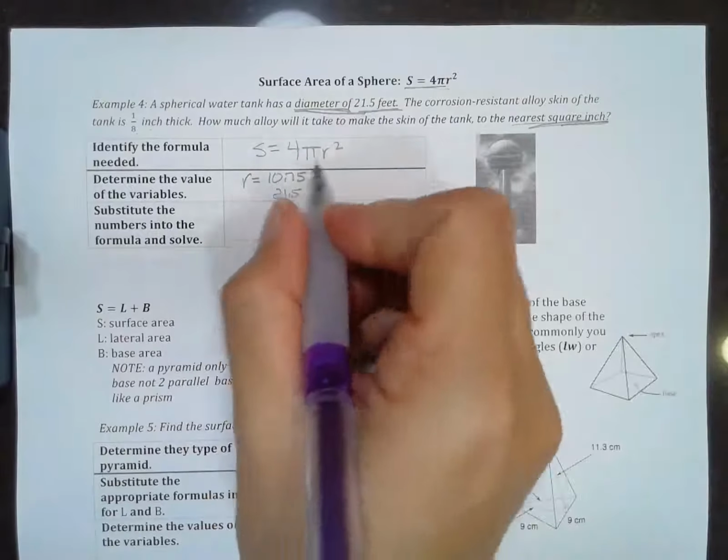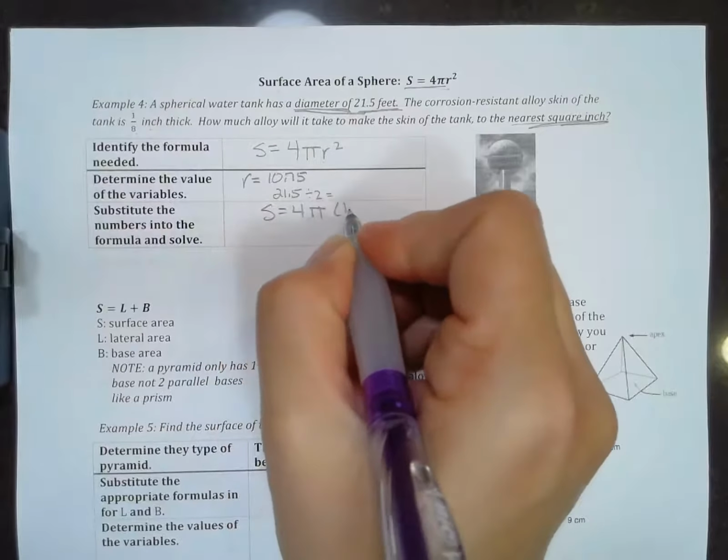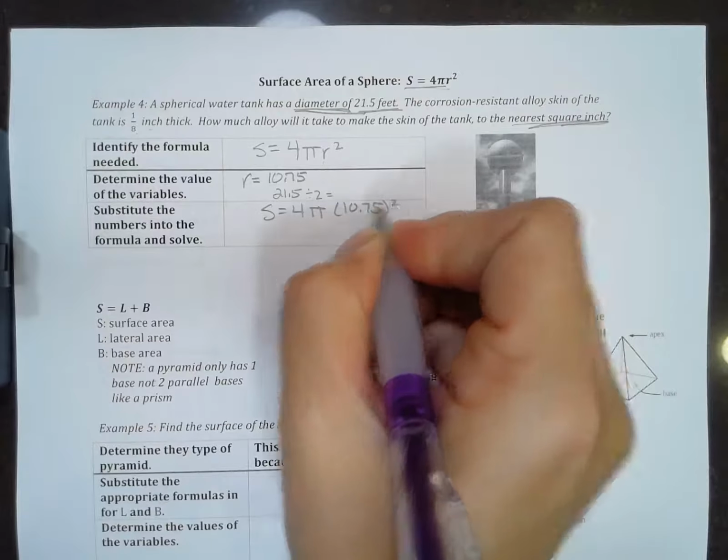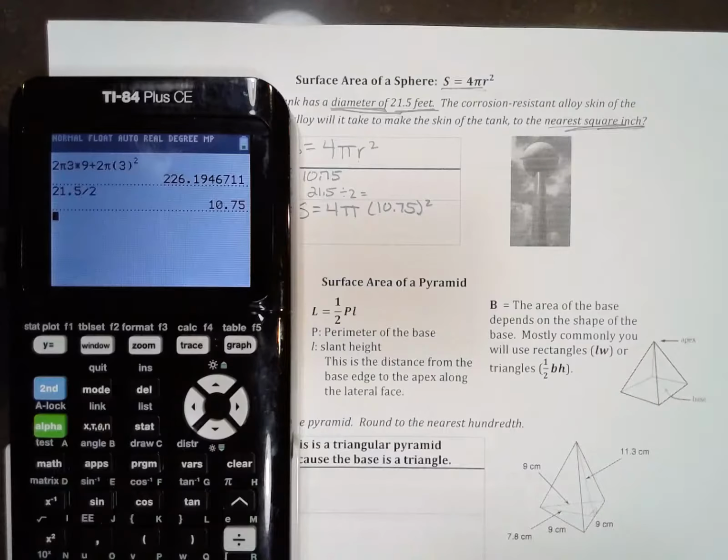And then I'm going to plug this number in. So surface area equals 4 pi times 10.75 squared. And then I'll put that whole thing in my calculator: 4 pi, parentheses, 10.75 squared.